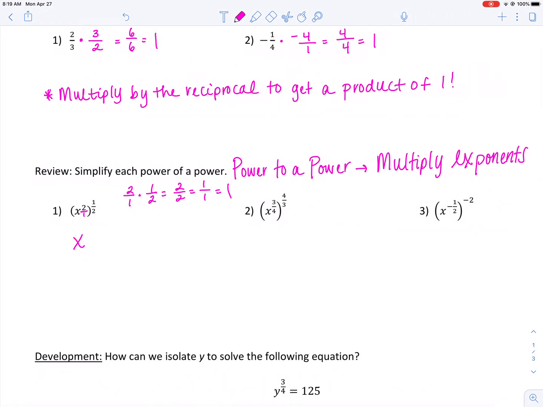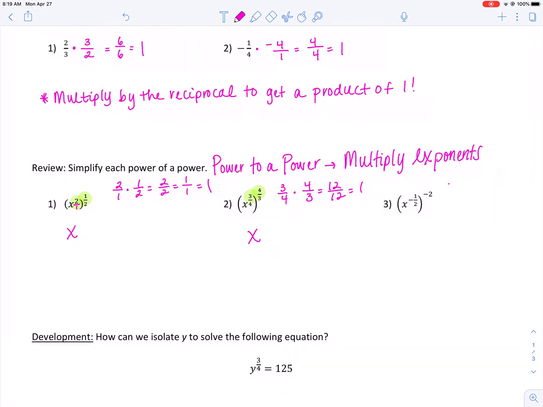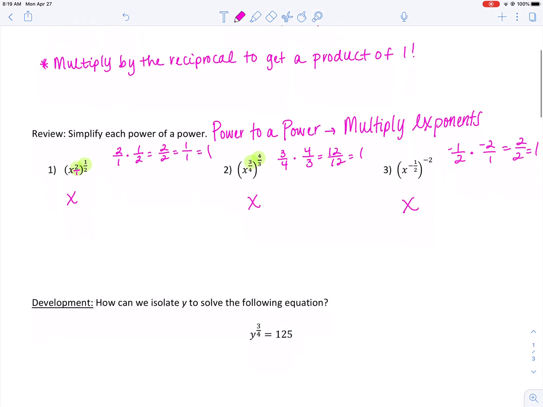Same thing here. You are raising a power to a power. That just means 3/4 times 4/3, 12 over 12, which is 1. So your answer is just x. We don't write x to the first. Same thing, negative 1/2 times negative 2. I could put it over 1. Gives me 2 over 2, or 1. So in order to get rid of that fractional exponent, let's watch this.